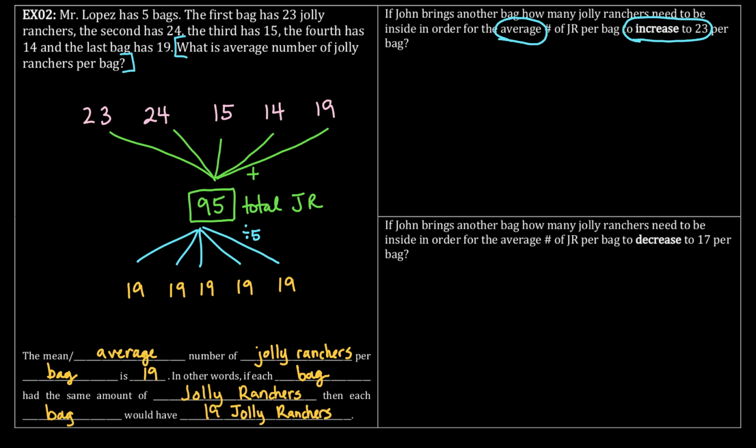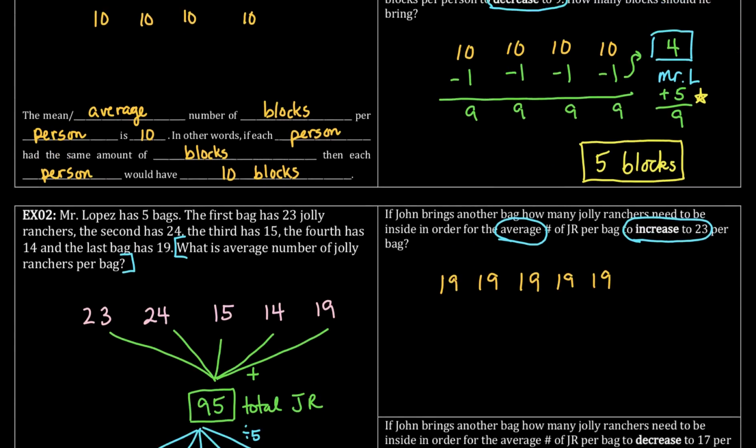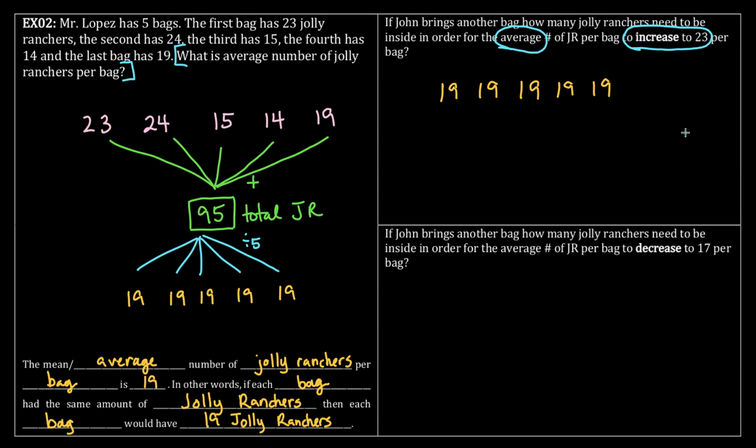So let's go ahead and write this orange. So right now each one has 19. 2, 3, 4, 5. And we want to increase to 23 per bag. Oh, let's not forget about John. John's coming to sit down in the group. Or he brings another bag. This is John's bag.